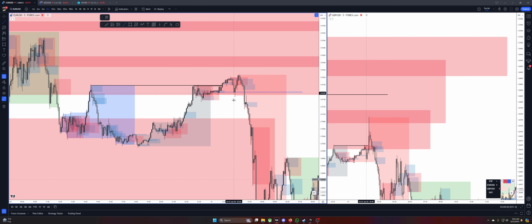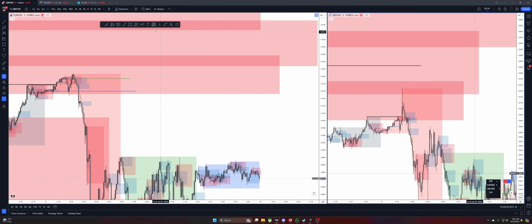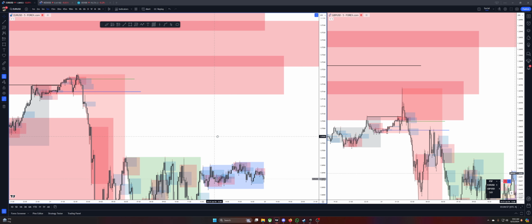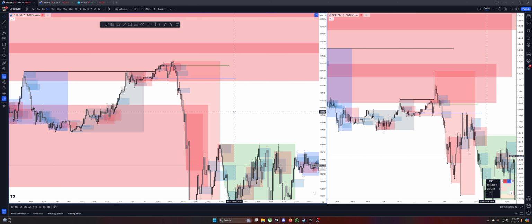Let's mark out another one. This would be 1:30, and this would be London true open, I believe. Mark this out as well. Let's make that green. And then let's do the same thing over here. So we have true day open, and then at 1:30, we have true session open. Okay. So now that we have an understanding where our true opens are, we have an understanding of what price wants to do.